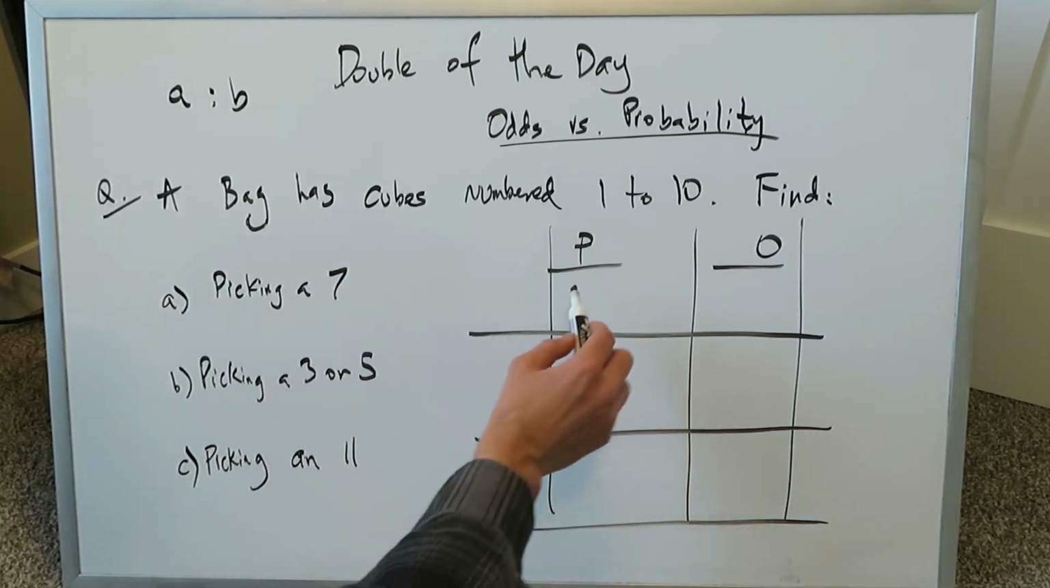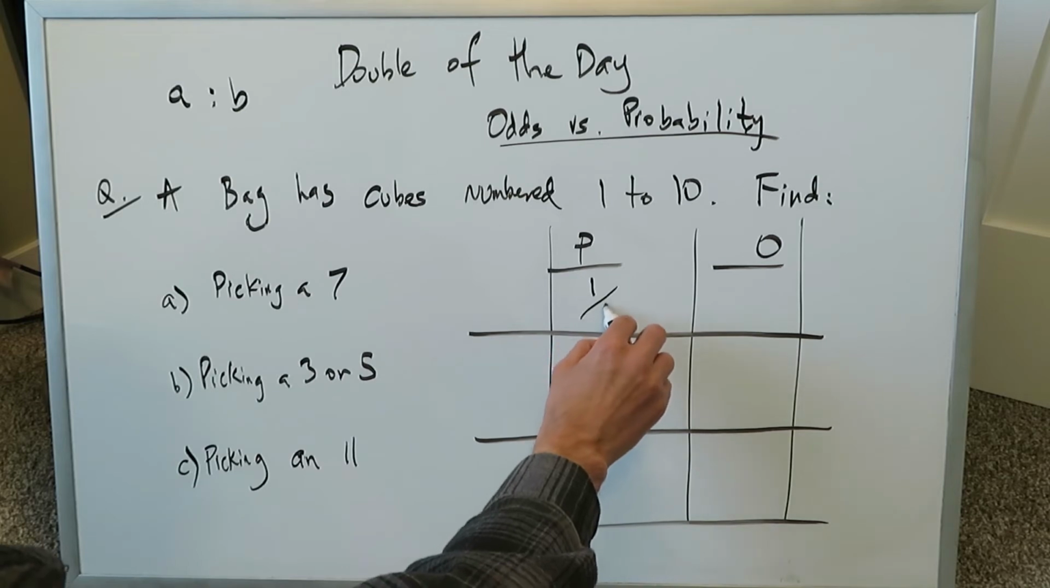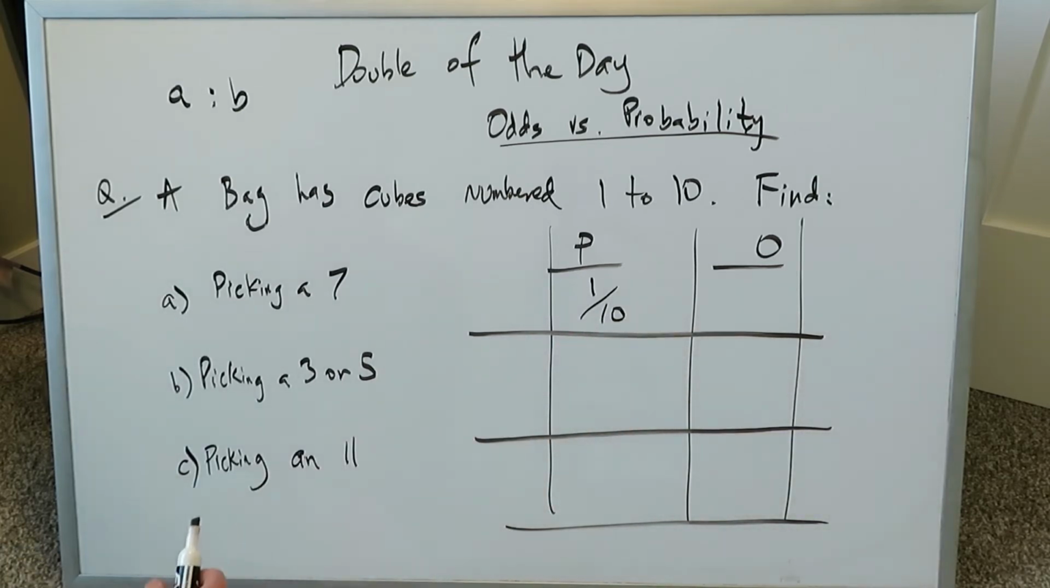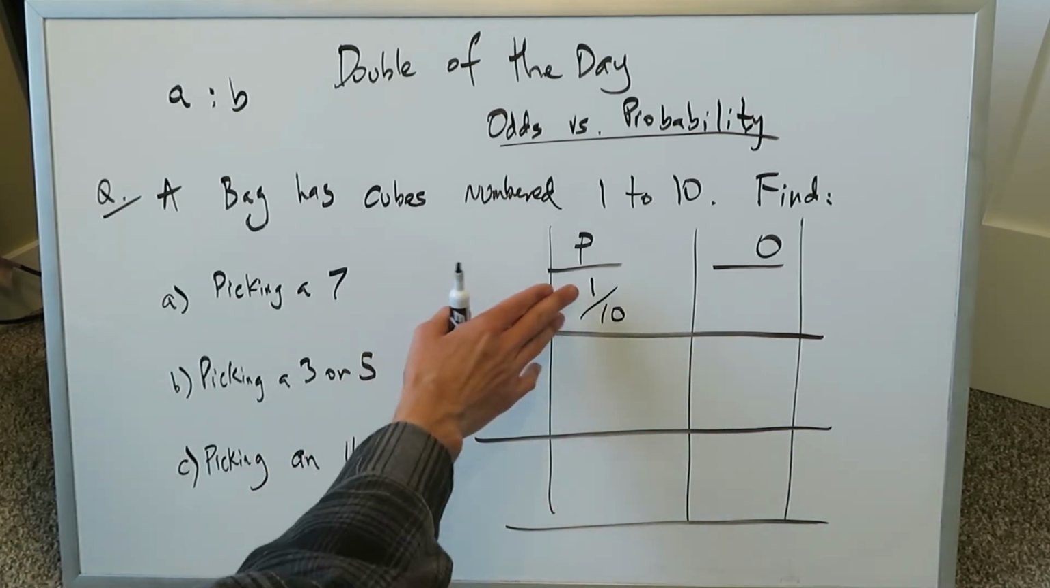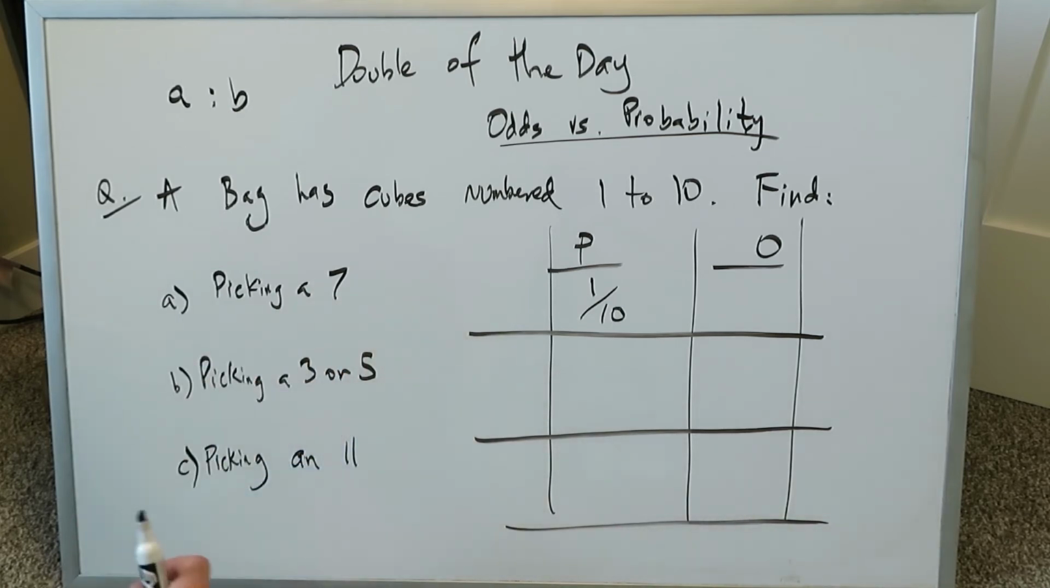You know what you're looking for is a single option out of a total of 10 options, and your probability must be 1 out of 10. 1 out of 10, or 10% of the time you pick a cube that's numbered 7.